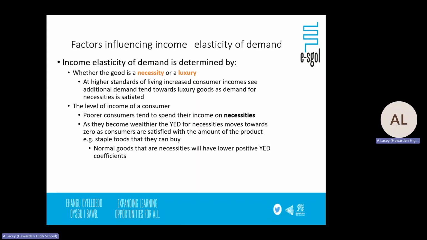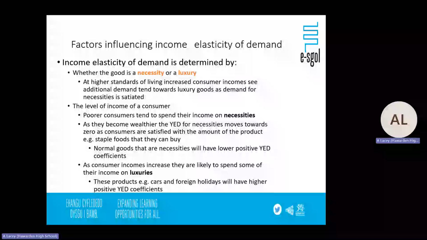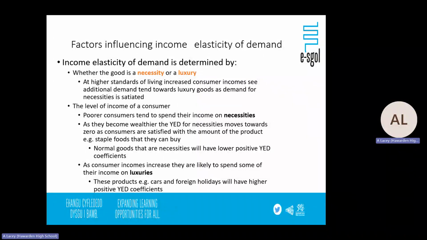The level of income of a consumer: poorer consumers tend to spend their income on necessities because that's what they need to actually live. As they become wealthier, the YED for necessities moves towards zero as consumers are satisfied with the amount of the product, staple foods that they can buy. Normal goods that are necessities will have a lower positive YED. As income increases, consumers are likely to spend more on luxuries, and products like cars and holidays are going to have a higher positive YED.